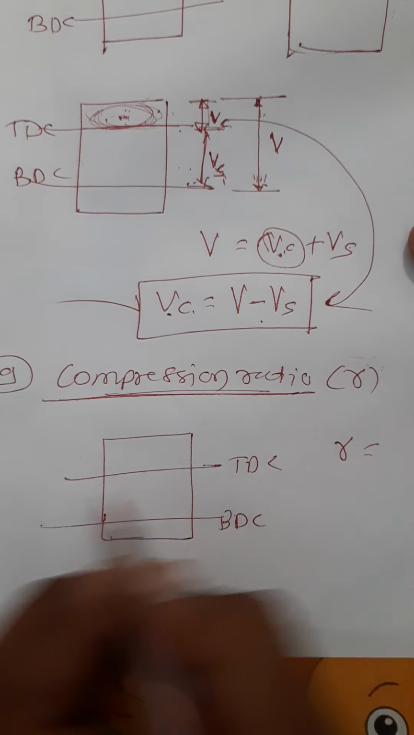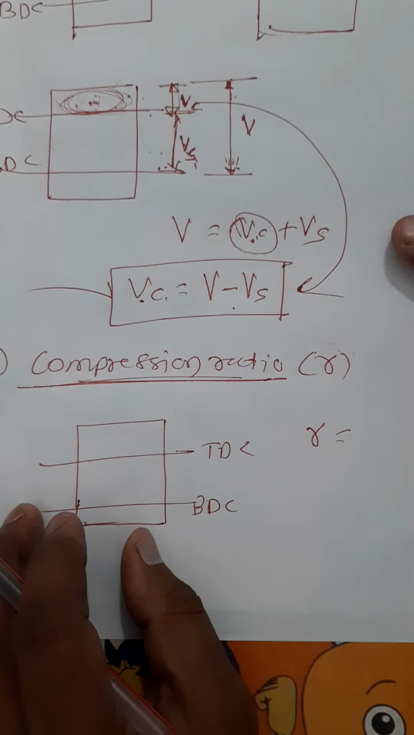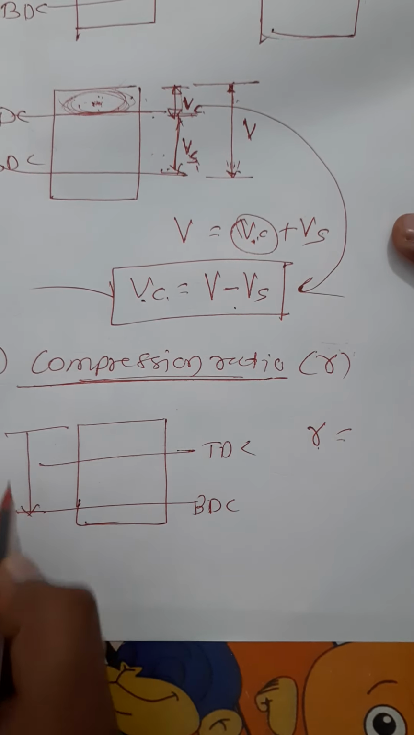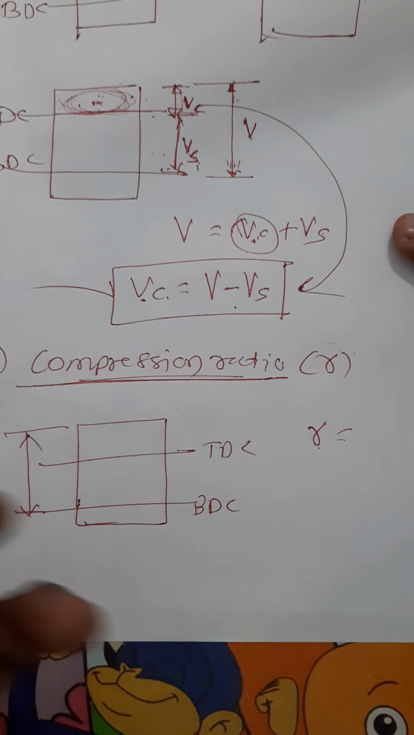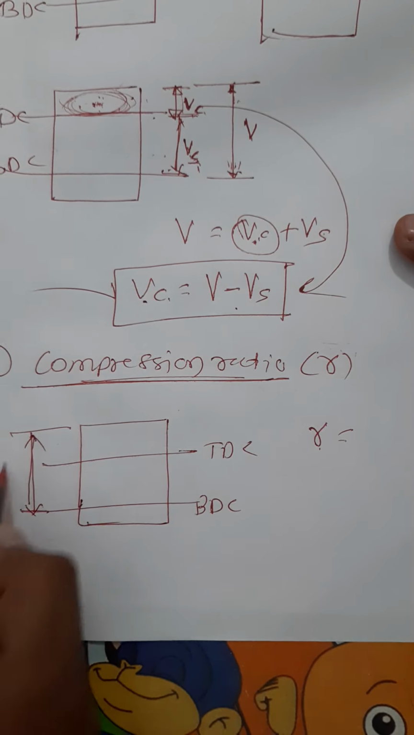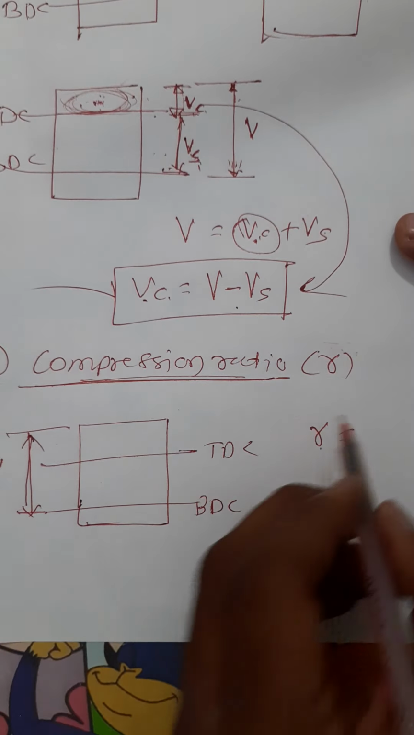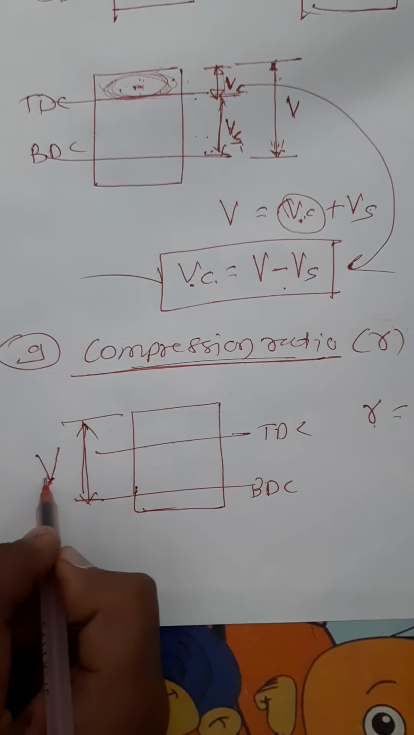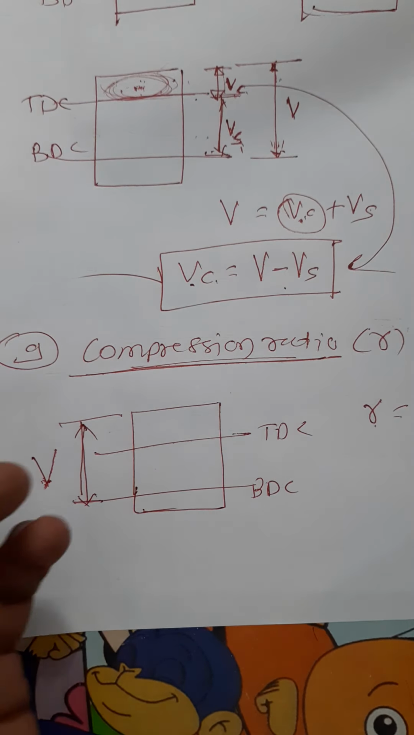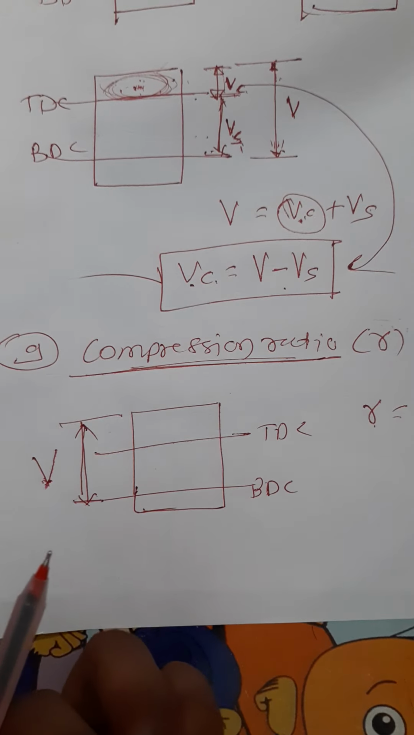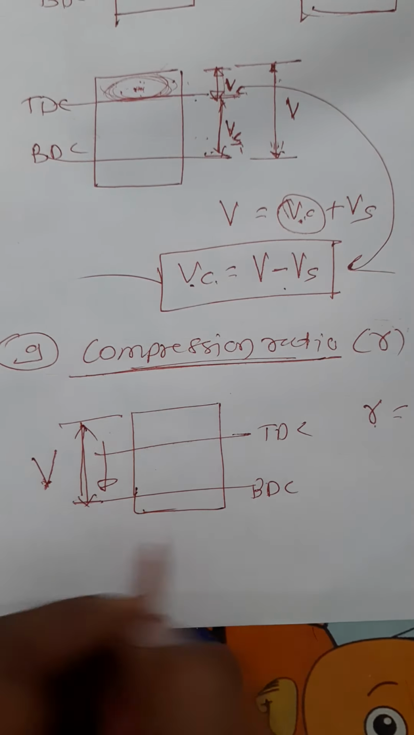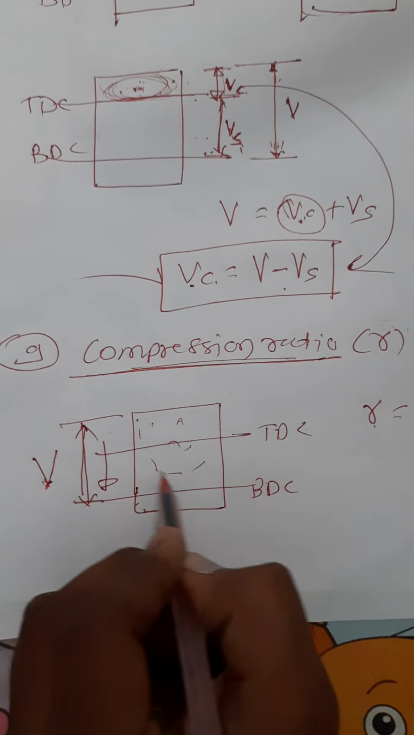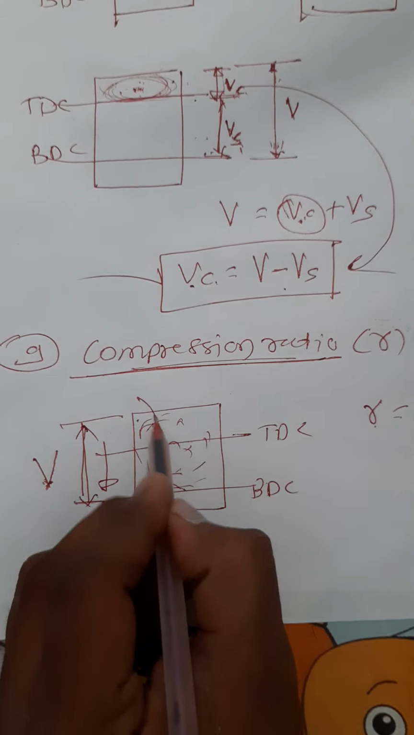So see, this is the letter representing our compression ratio. This compression ratio is nothing but the volume of charge in our cylinder during the suction stroke, that is V. V means total volume. Yes, V means total volume. So whatever the charge during the suction stroke is in our cylinder while the piston travels from top dead center to bottom dead center. During this time, the amount of charge enters our cylinder through the inlet valve.